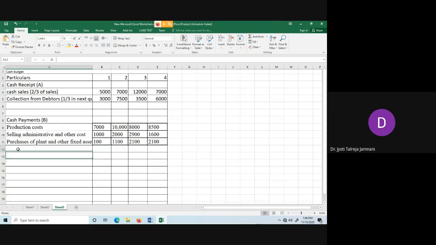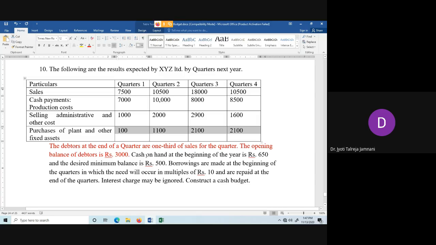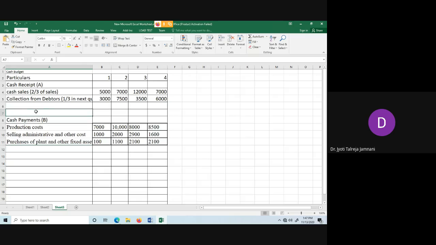Okay, now let's see what next we can do. So the question, we finished the entire table until here. After this, it is about opening balance, closing balance. So we will first find the total of A and the total of B so that we can find the surplus or deficit.